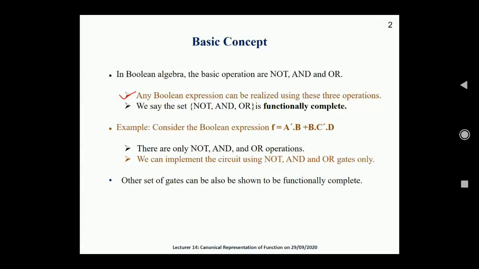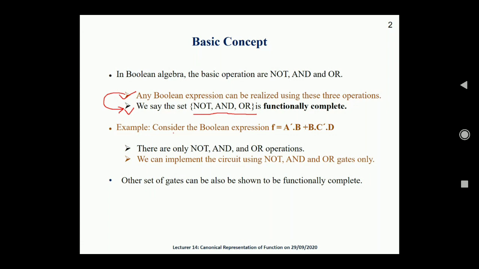I'm not talking about only the NOT gate, or only the AND gate; the combination of NOT, AND, and OR you can consider as this type of set. So here I'm writing this curly bracket. Okay, so using these three operations, we can build any circuit. So {NOT, AND, OR} is called functionally complete. Okay, so this is the first concept.